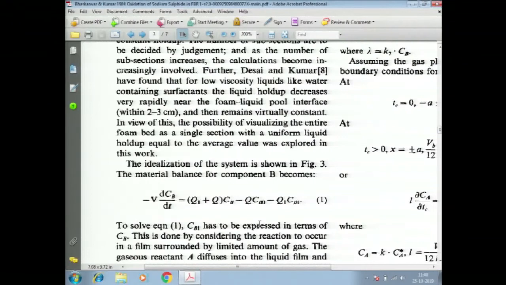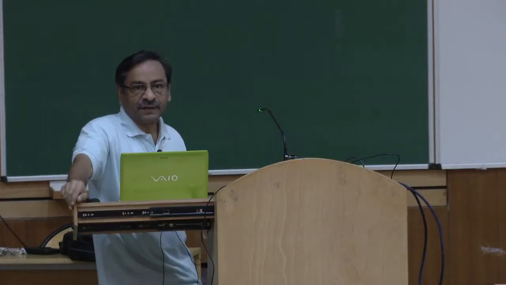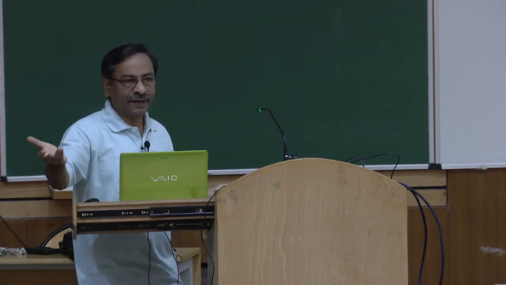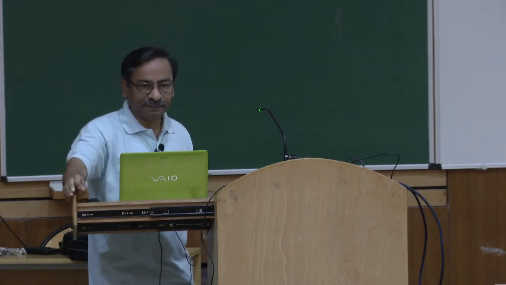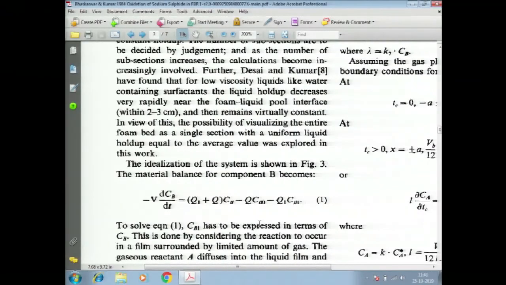Let me first explain the notation. The V you see here is the volume of liquid in the storage section just above the distributor plate. That is the volume of the sodium sulphide solution. Cb, I repeat, is the concentration in the storage section, which is presumably well mixed because of the sparging of air. When you have air bubbling through, as in an aquarium, the water gets mixed up. This is a short column of solution, so it gets mixed up. This is a reasonable assumption.